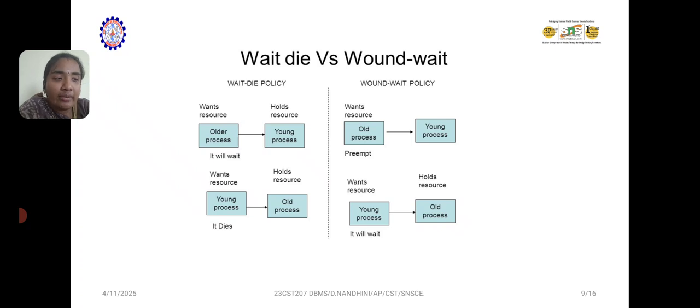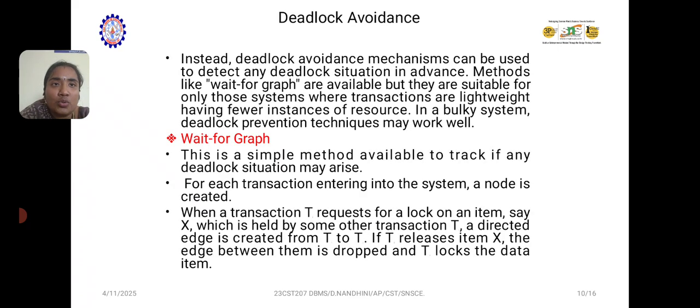Next, a younger transaction requests a resource held by an older transaction A. User B is younger, so it dies.